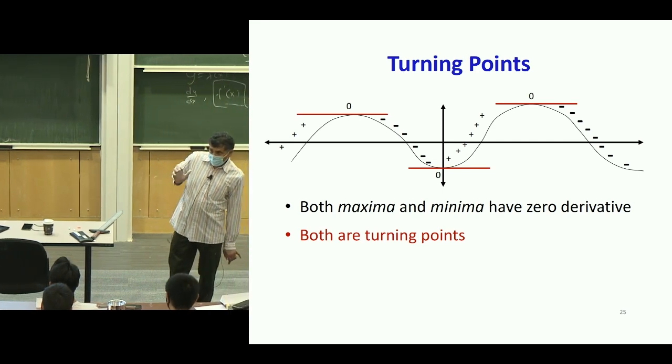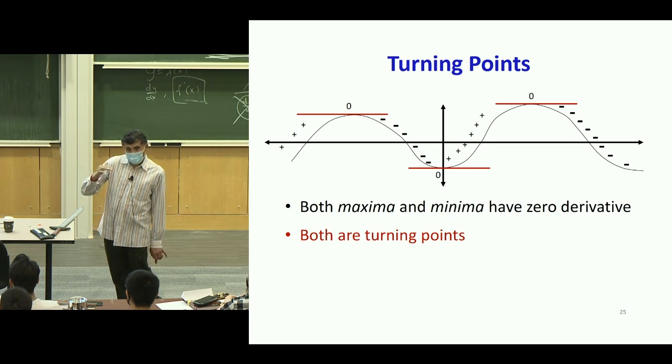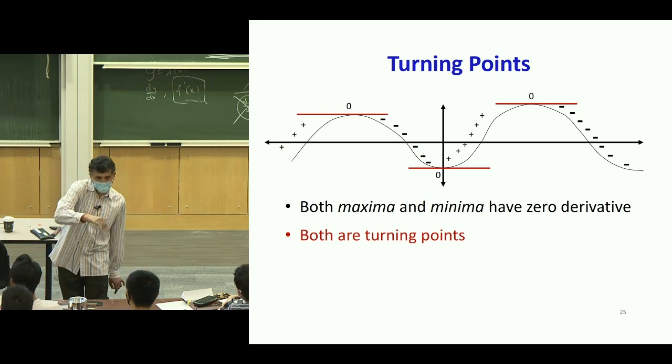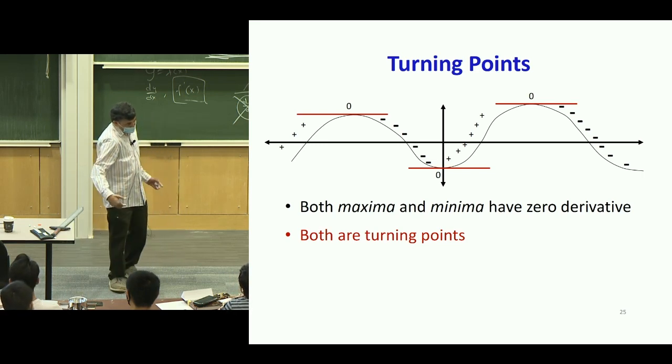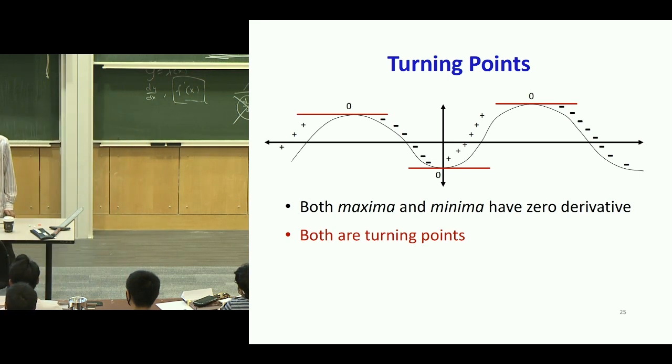When you're at a maximum, as you approach it from any side, the function keeps increasing until you hit the maximum, and then the function begins to decrease. So the function has turned, right? Similarly, at a minimum, regardless of where you arrive at it from, it's decreasing, and then you hit a minimum, and then it turns and it begins increasing.